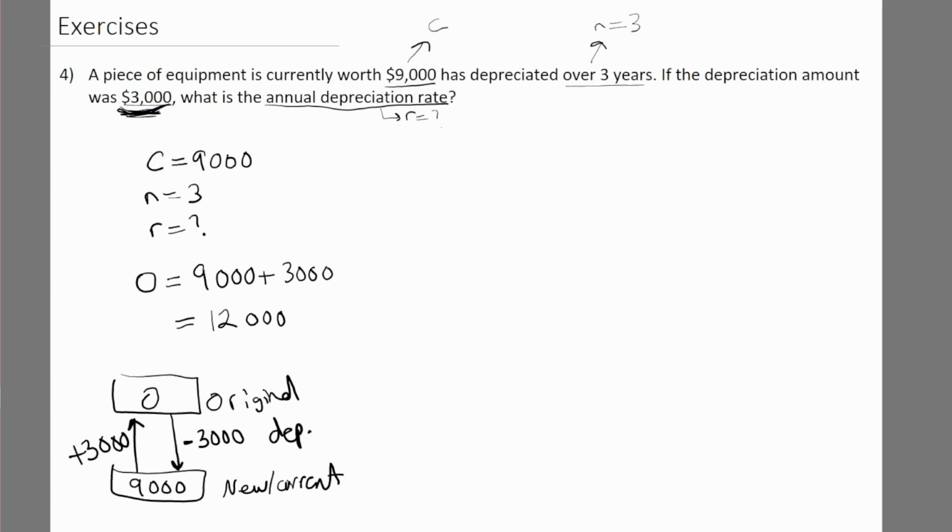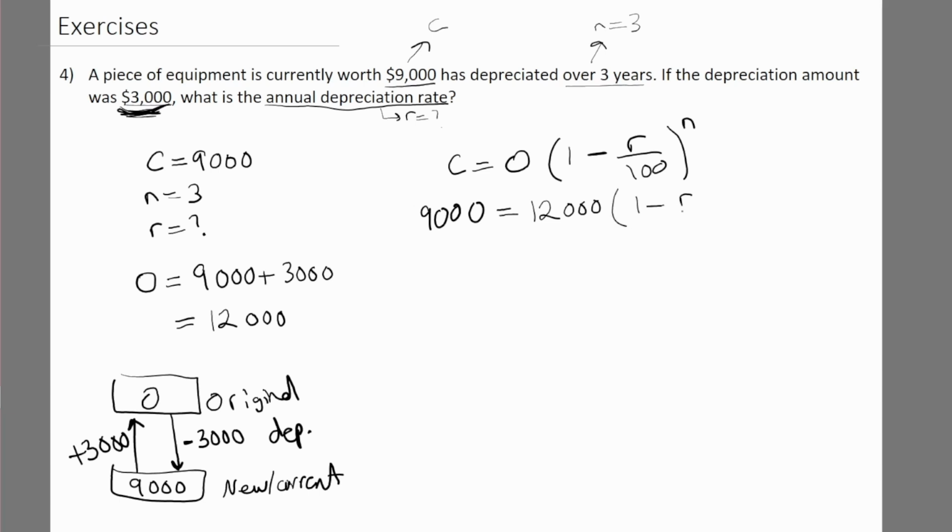All right, so now moving on, we're going to write out the rule. C is equal to O multiplied by 1 minus r over 100 to the power of n. And the current value is 9,000. The original value is 12,000 and 1 minus r is unknown. We want to find r to the power of 3. Okay, so how would we solve this?